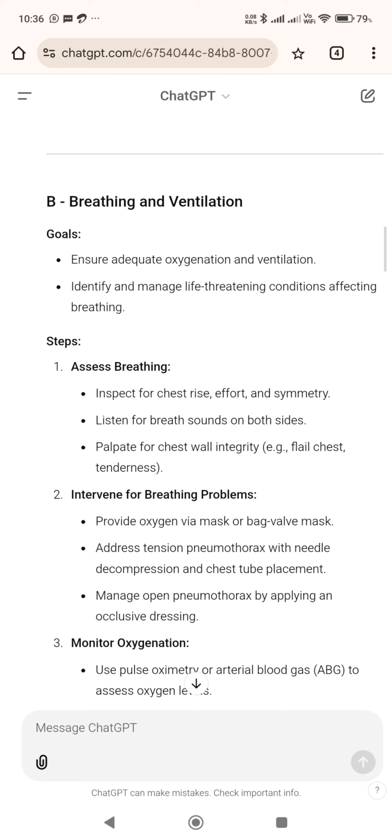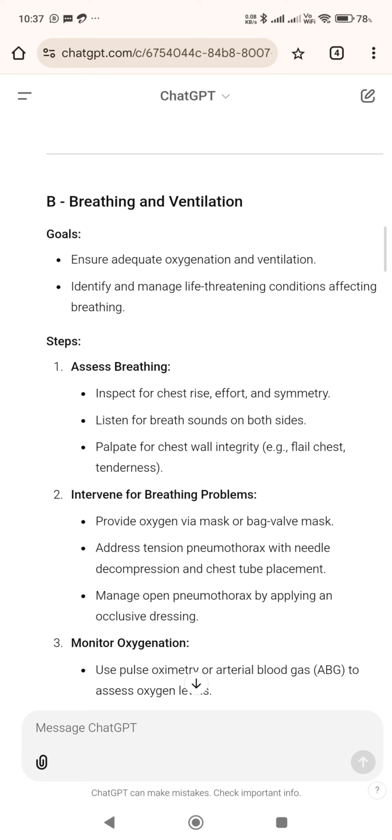2. Intervene for breathing problems. Provide oxygen via mask or bag valve mask. Address tension pneumothorax with needle decompression and chest tube placement. Manage open pneumothorax by applying an occlusive dressing. 3. Monitor oxygenation. Use pulse oximetry or arterial blood gas, ABG, to assess oxygen levels.